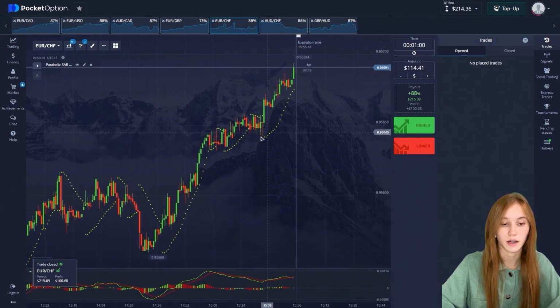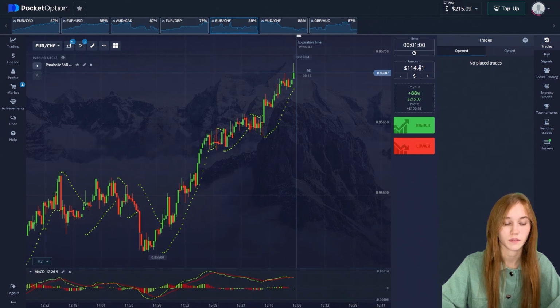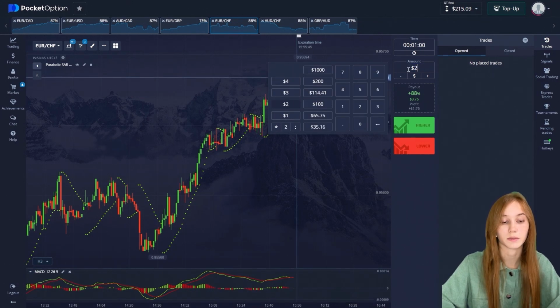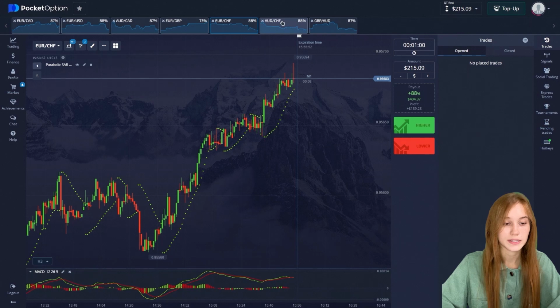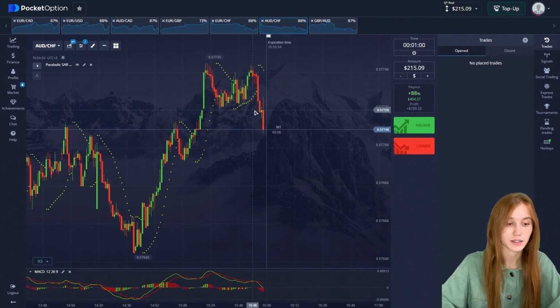We increase our balance and increase deal amount. And we go on to the next concept. Open down deal and start our technical analysis.